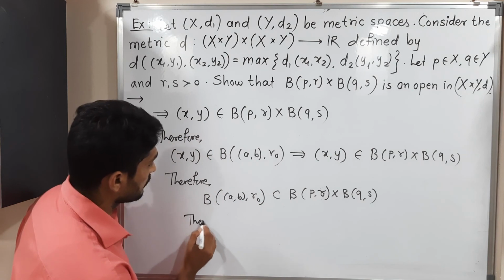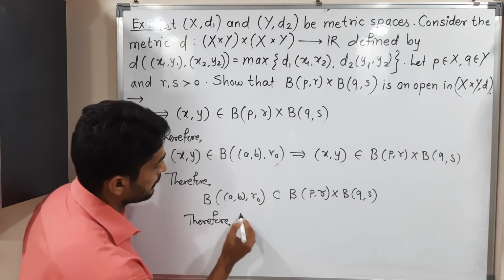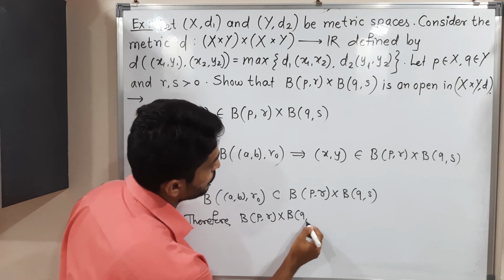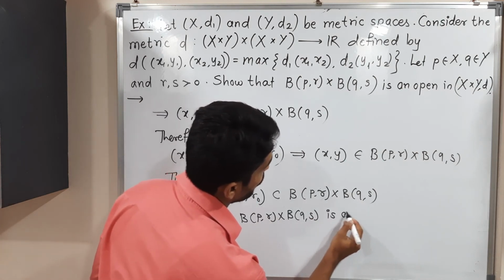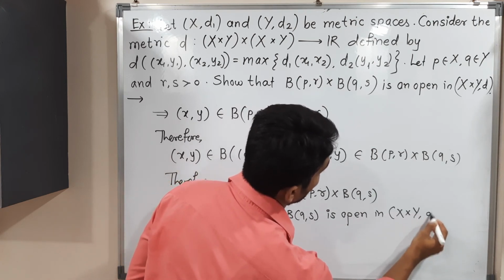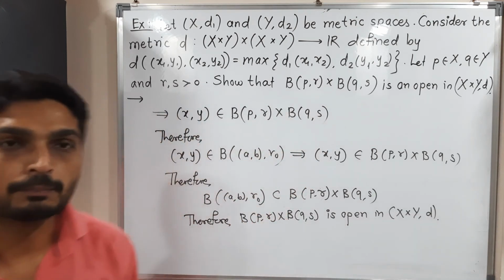Therefore B(p, r) cross B(q, s) is open in the product metric space X cross Y with metric D. In this way we have completed this example.